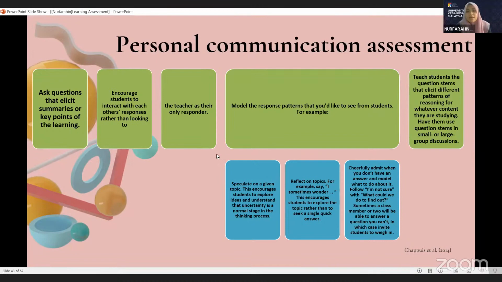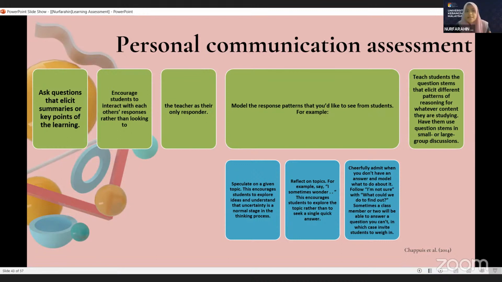And these blue boxes show how you can best adopt a personal communication assessment. For example, if you provide a topic, that topic will help the students to explore certain ideas about it and help them to understand how they should be thinking, how the thought process goes. For example, you can always say, "I sometimes wonder," which encourages the students to explore the topic rather than provide a single quick answer.